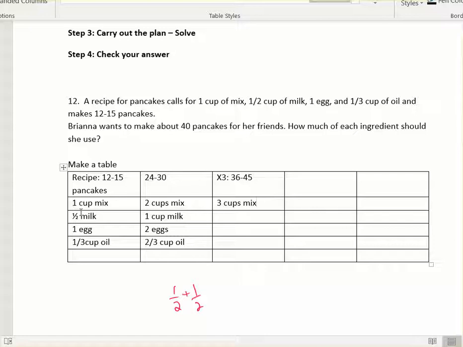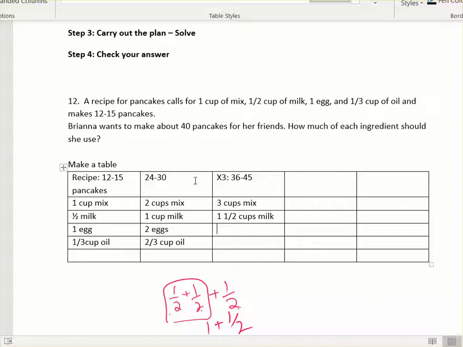And if I take 1/2 cup of milk and I times it by 3, that's the same as adding it 3 times. What is 1/2 plus 1/2 plus 1/2? Well, we already said this was 1. So that would give us 1 1/2 cups of milk. 1.5 cups of milk. And 1 egg times 3 is the same as 1 plus 1 plus 1.